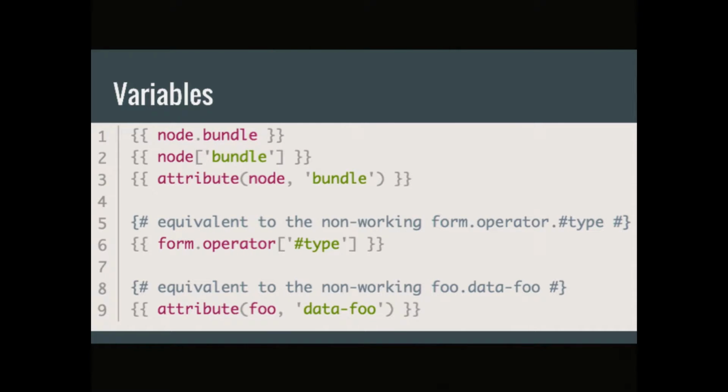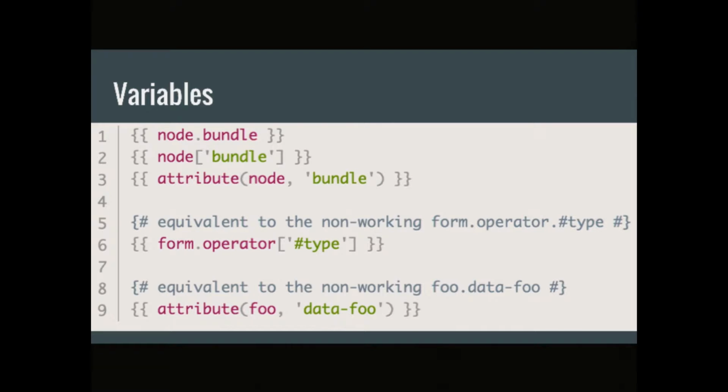In Twig, there is something called dot notation. For example, if you have the node object and you want to print the bundle, which is what we call in Drupal the content type, you can say node.bundle, and that will print the content type. The dot notation is the one that is used the most, but there are two alternatives. One is using square brackets, and the other one is using the attribute function.